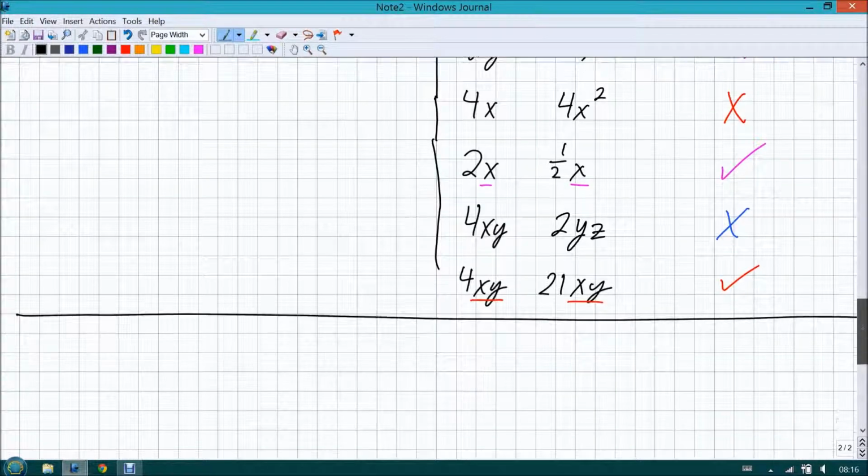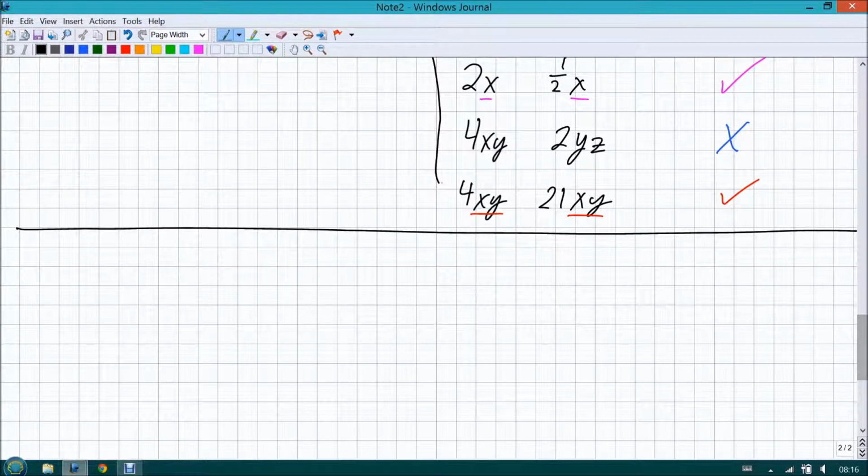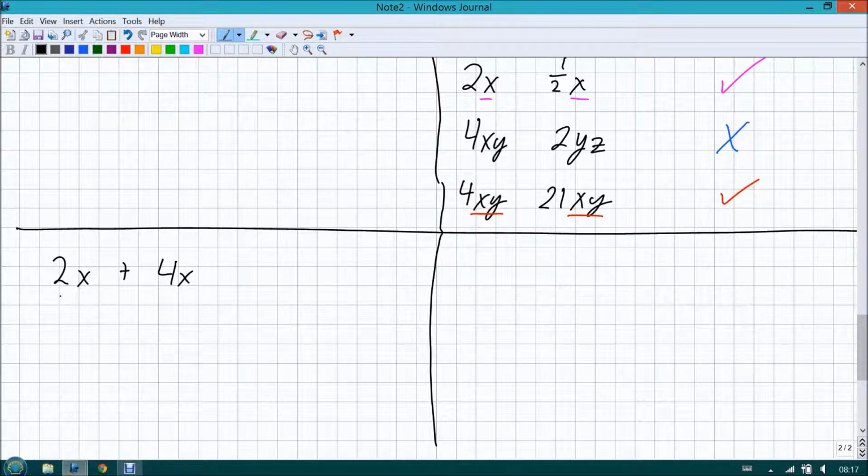All right, time to do some examples. Let's consider some easy ones first. Let's look at combining like terms. In this case, let's look at 2x plus 4x. Now, are they like terms? So yes, they are. So we'll put over here like terms. So we can combine them.